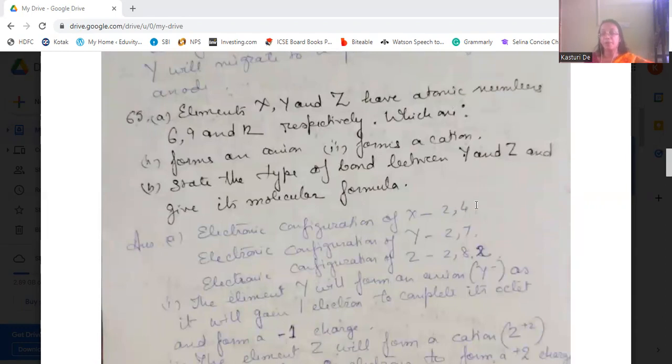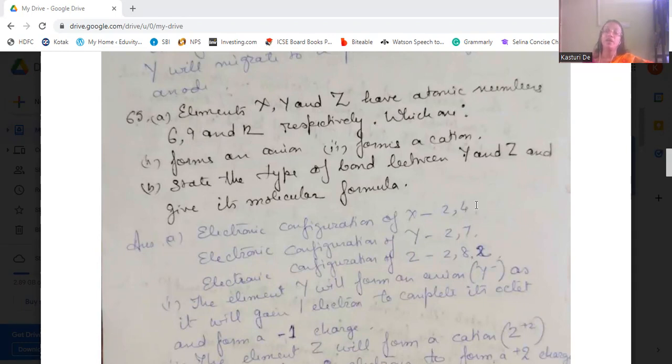Now the next question is which forms a cation? The element Y will form an anion, because it will gain an electron. But A, that is X, will share electrons, so it will be neither an anion nor a cation. Then this one, C, that is Z, will donate its 2 electrons. So therefore, that is a cation.